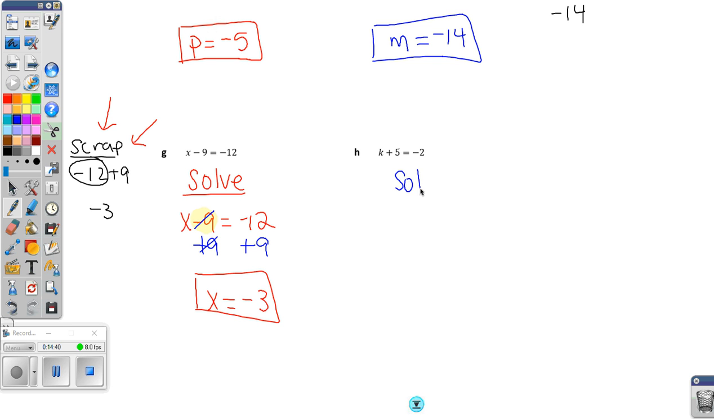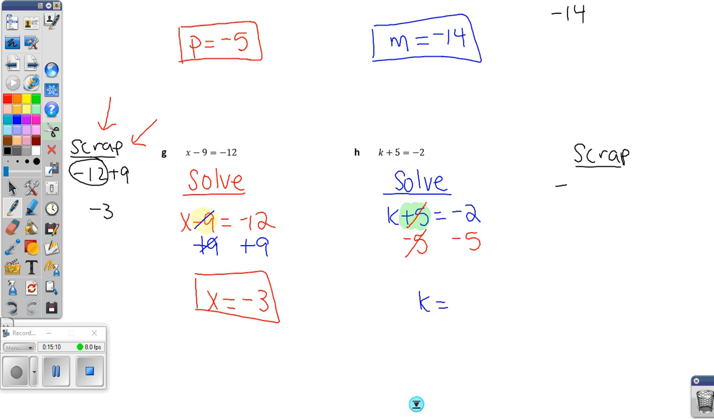We have k plus 5 is equal to negative 2. So instead of adding 5, I need to use the inverse operation. So I'm going to be subtracting 5 on both sides of the equal sign. So 5 minus 5 is 0. So that cancels out, and I'm left with just k equals, and then I have some math to do off to the side. Here's my scrap work.